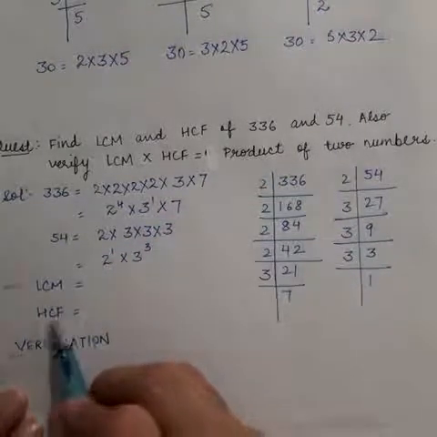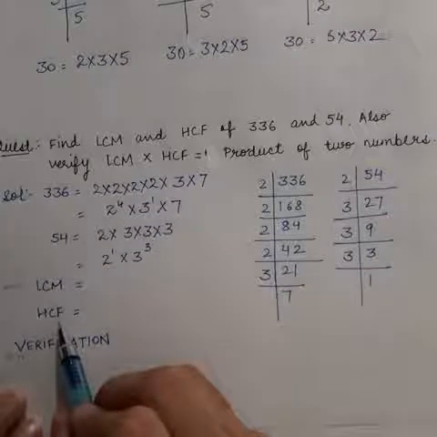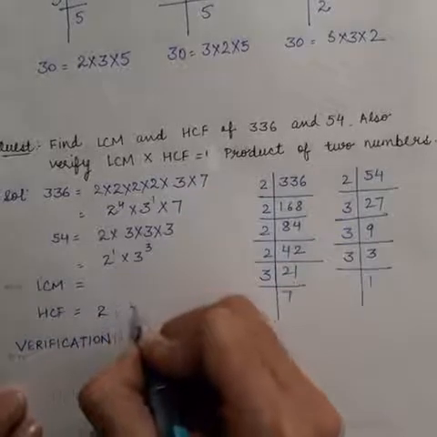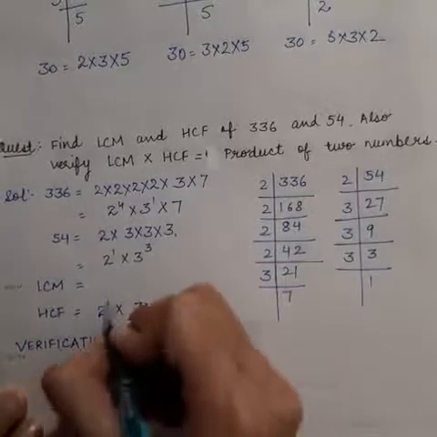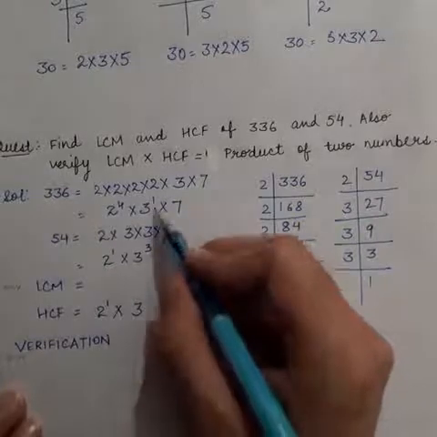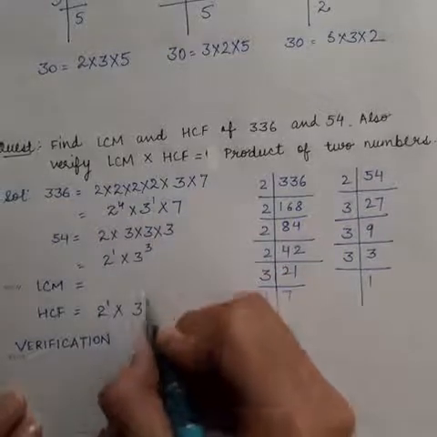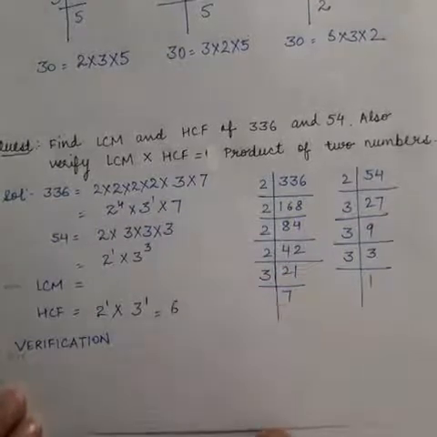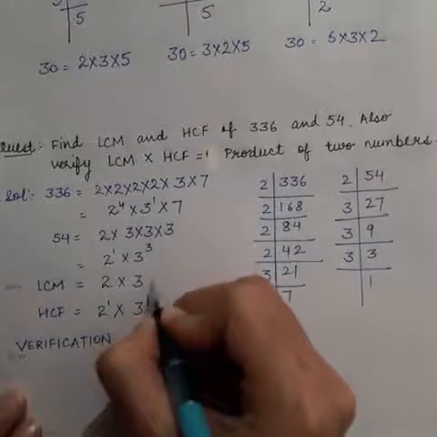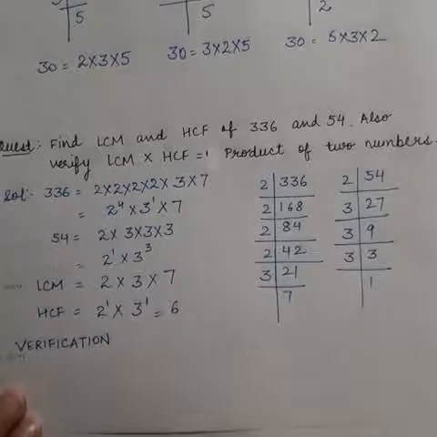And while writing the HCF, we have to look for only common factors. Now 2 is common, 3 is common, with lowest powers. Amongst the two powers, the lowest power is 1. Same way for the powers of 3, the lowest power is 1. So HCF is 6. While writing LCM, you have to write all the prime factors with the highest powers.